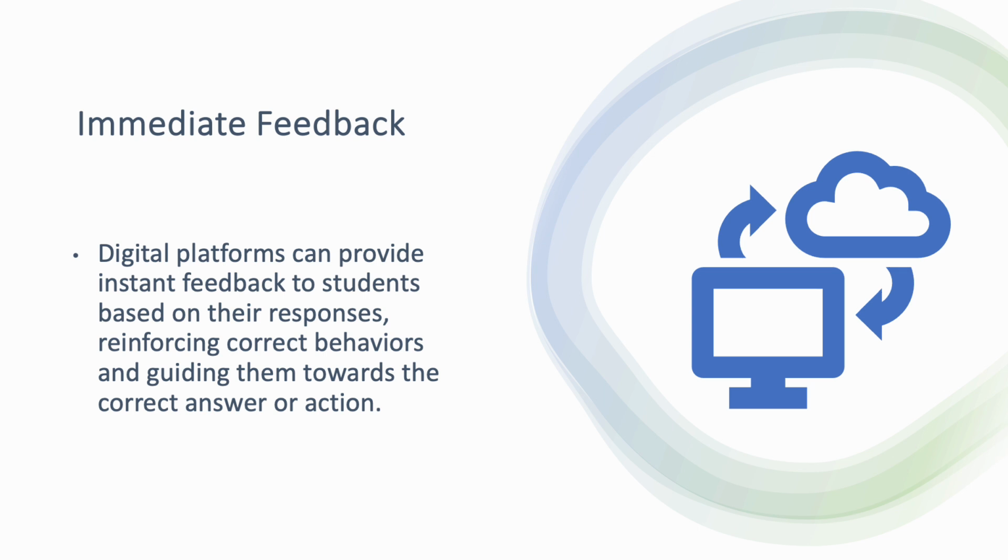Also, technology can be used to give immediate feedback. Think about the example of Kahoot, right? You press a button and you know immediately what your answer is. Or in Blackboard, you guys are going to take a quiz, and at the end of that quiz, you're going to be able to see what your score is very, very easily. Digital platforms can provide instant feedback to students, right? And it can help them change their behavior and guide them towards more correct action.